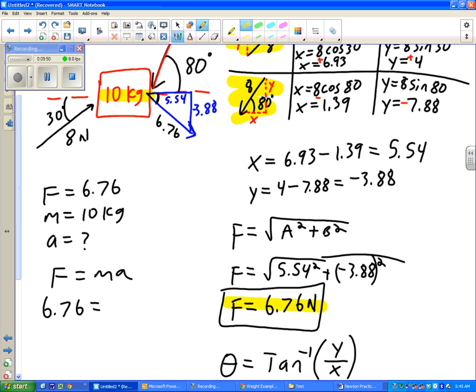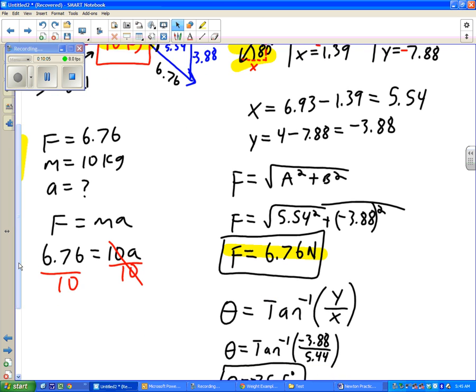6.76 equals 10a. Divide both sides by 10. And my final answer will be a equals 0.676 meters per second squared.